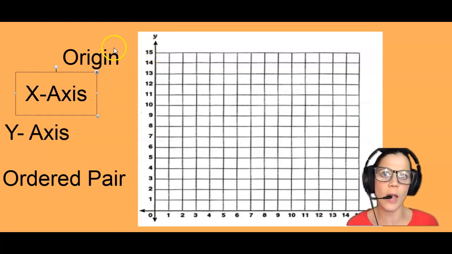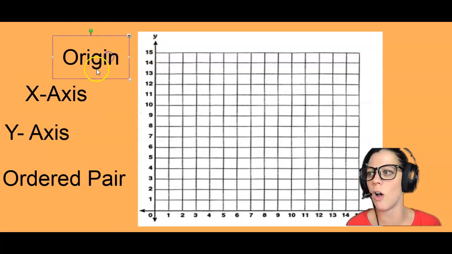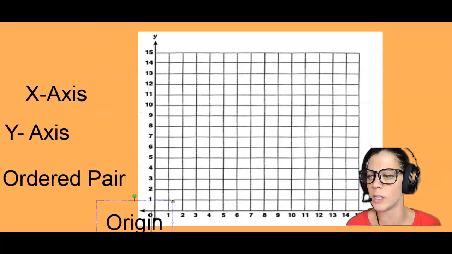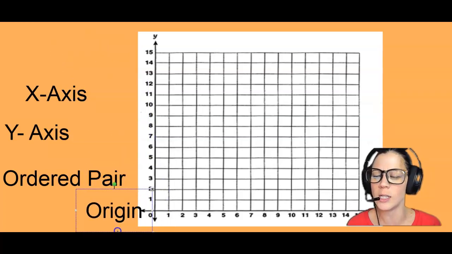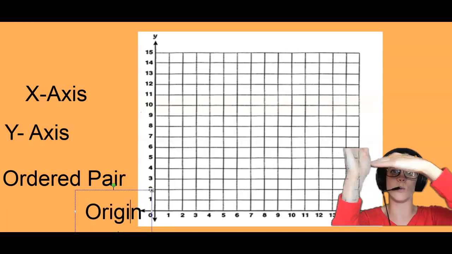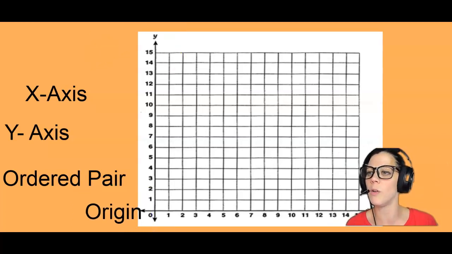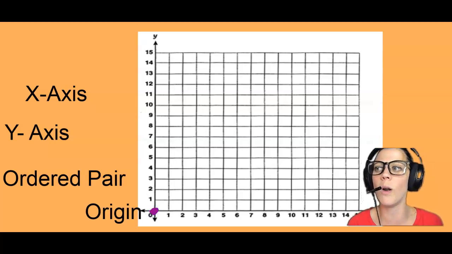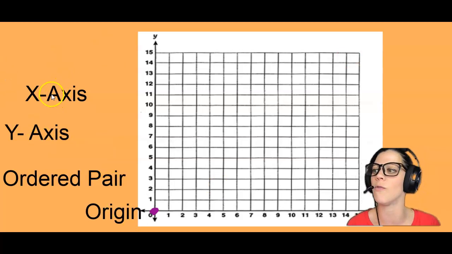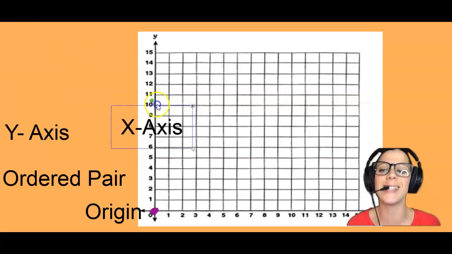The first vocabulary word that you need to know is what we call in math the origin point. The origin point is actually 0, 0. It's where those lines start. I'm going to use a purple dot to show you where the origin point would be here. So it would be right here at 0, 0. So that's an important vocab word that we need to know. The other word that we need to know for this topic is the x-axis.